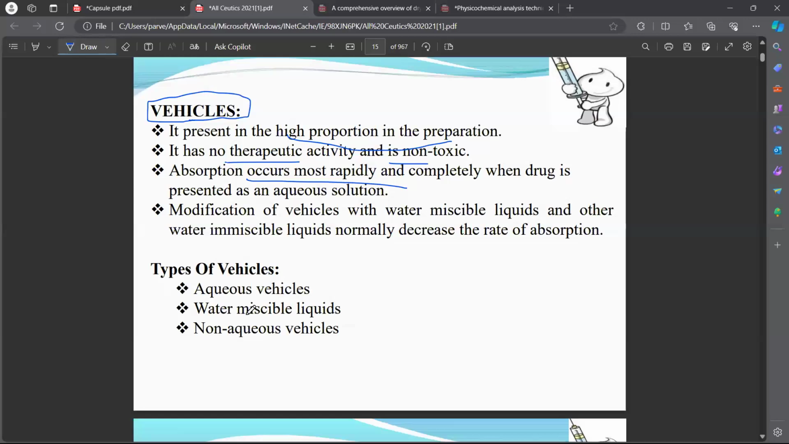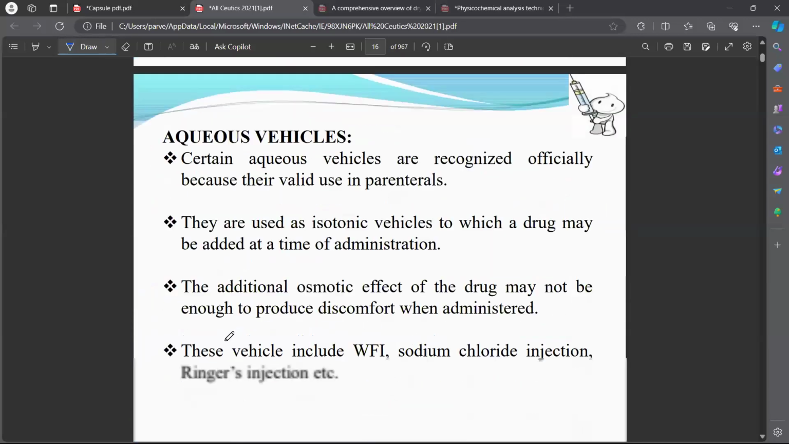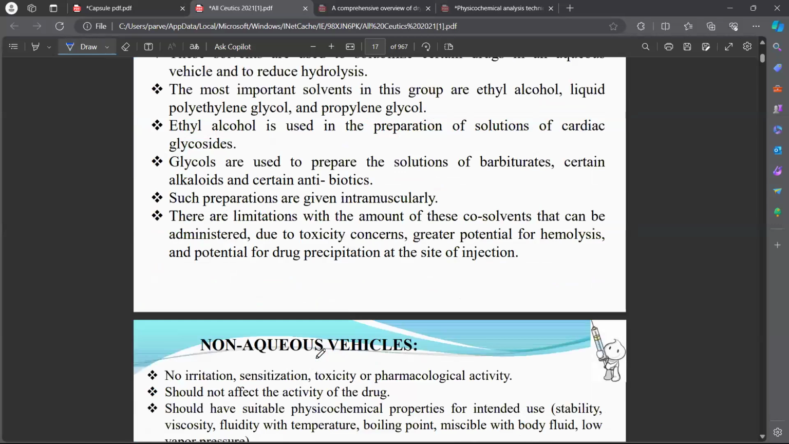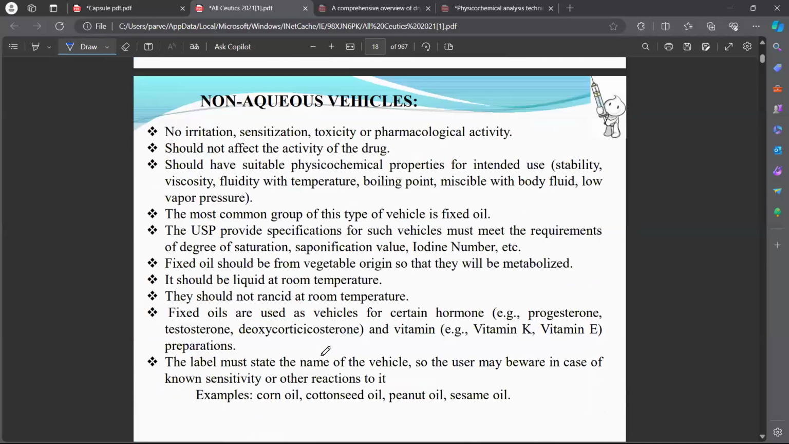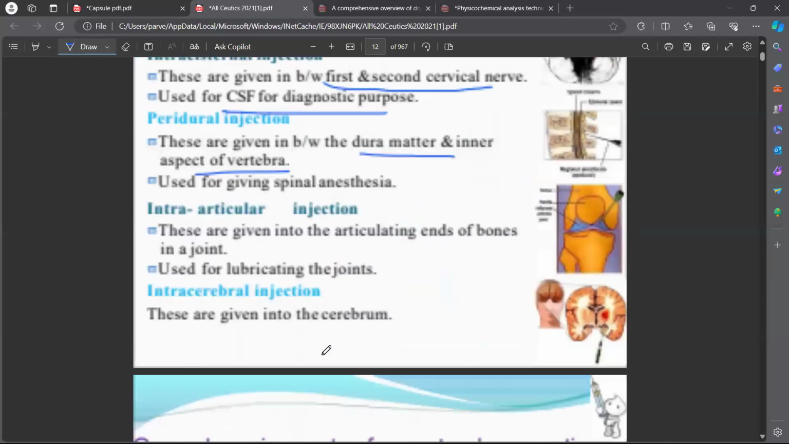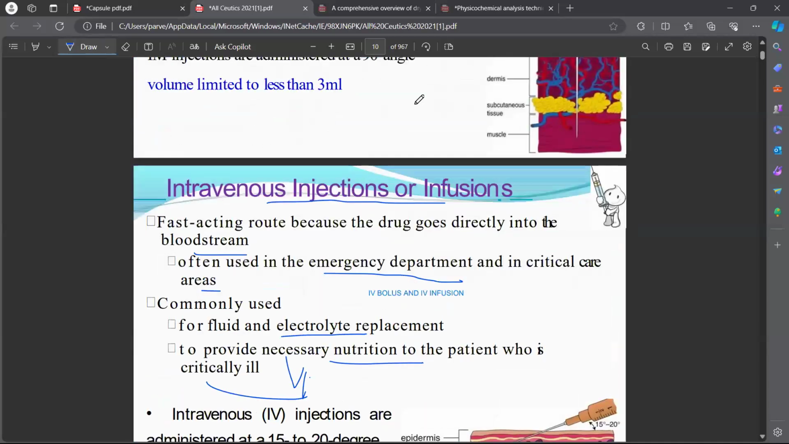Types of vehicles used are aqueous vehicles, water miscible vehicles, and non-aqueous vehicles. You guys know about the aqueous vehicles: water for injection, sodium chloride injection. These are examples. And here the important discussion which I have to take is the difference between aqueous vehicles.